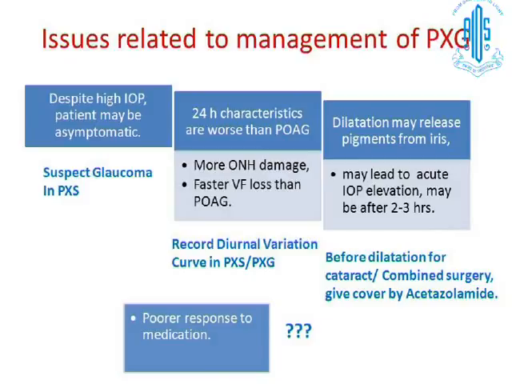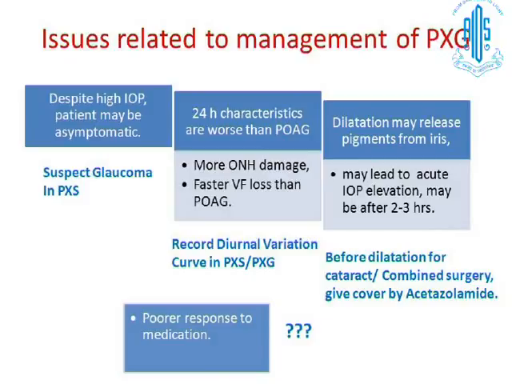How are you going to handle this? Despite high pressure, patient may be asymptomatic, so suspect glaucoma in all cases of pseudo-exfoliation. Do your water drinking test, do your diurnal variation. Because there is more advanced damage, you need to know the pressure heights, the peak and the trough of the diurnal curve. And for the dilatation, you can always give cover by acetazolamide before you take them for surgery, like cataract alone or in combination with trabeculectomy.